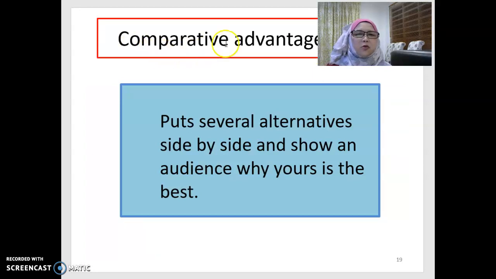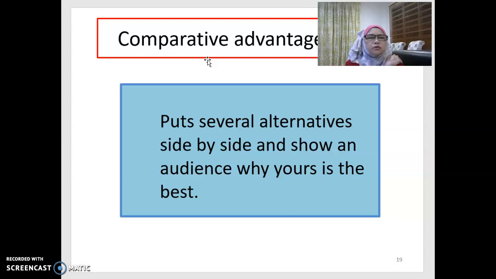Up next is comparative advantages order. What you need to do for comparative advantage order is, this is really cool, it's not just talking about one product, but you can talk about two products and compare them. But you need to compare things that can be compared.